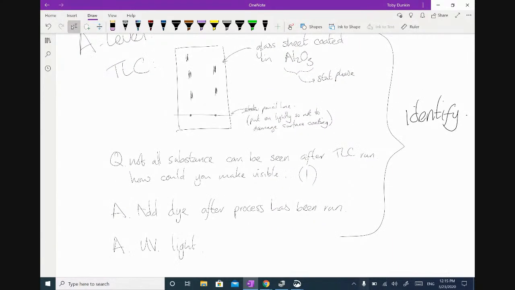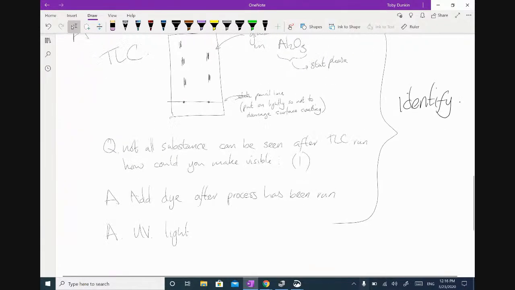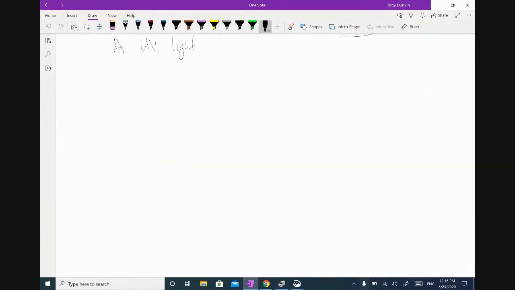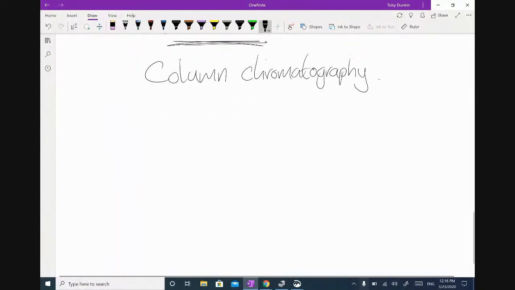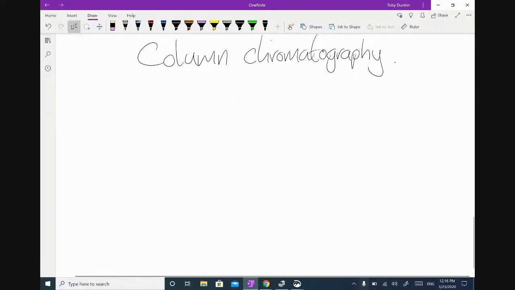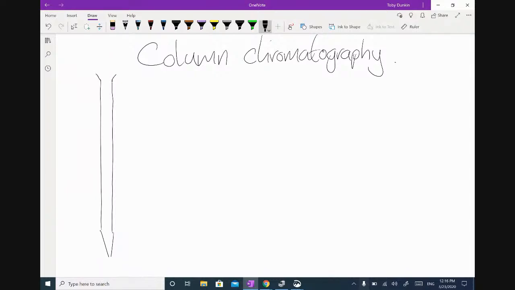So what that meant was they then took TLC and they evolved it into column. So you can put a quick subtitle of column chromatography. Column chromatography is very similar in nature to TLC. However, we're now using what looks like a burette. The column is literally a tube. So this is called the column.